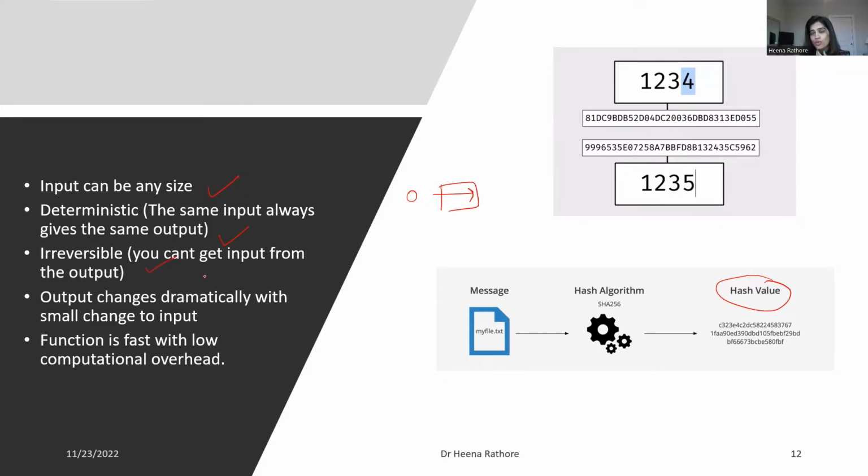Another important property is that the output changes dramatically with a small change in the input. If you pass 1, 2, 3, 4, and then change it to 1, 2, 3, 5, you will see the hash output is completely different. And last but not least, a benefit of using a hash function is that it is fast with low computational overhead. It is computationally very fast, and most researchers use hash algorithms in computing this hash value.